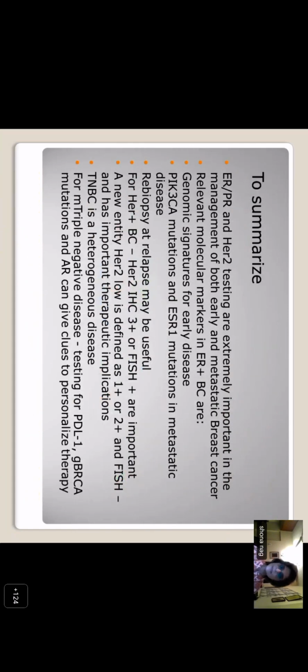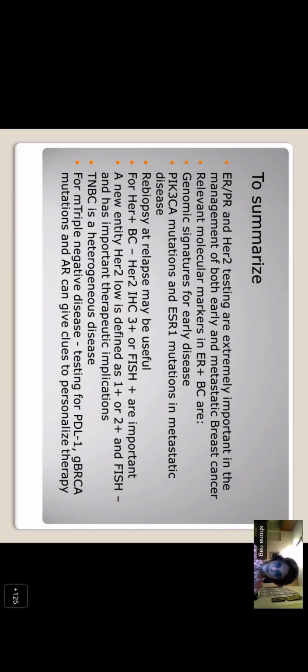So to summarize my lecture, ER, PR, and HER2 testing are very important in the management of both early and metastatic breast cancer. The relevant molecular markers in ER positive disease are genomic signatures for early disease, PIK3CA mutations, and ESR1 in metastatic disease. A rebiopsy at relapse may be useful, should always be considered.